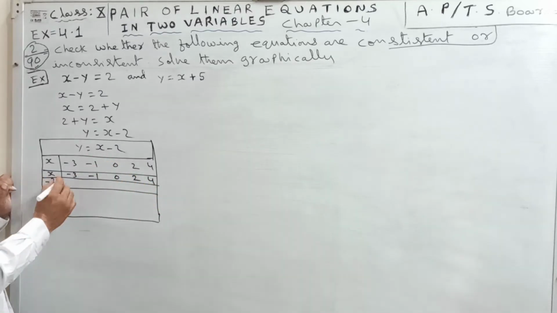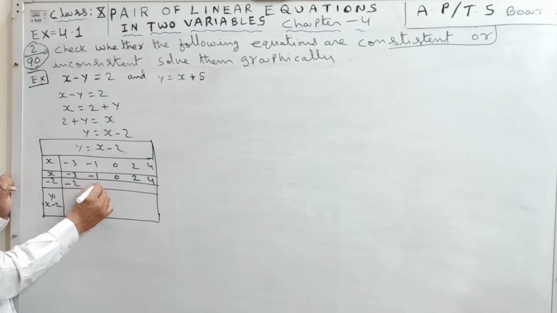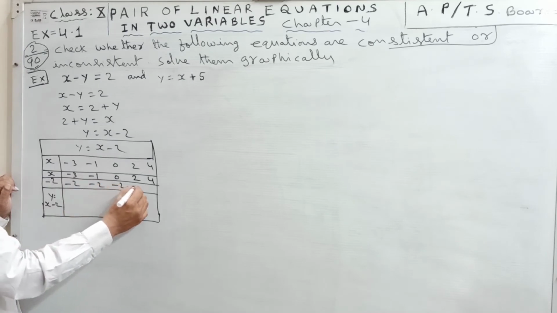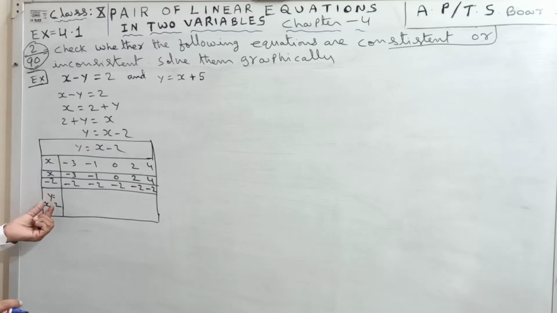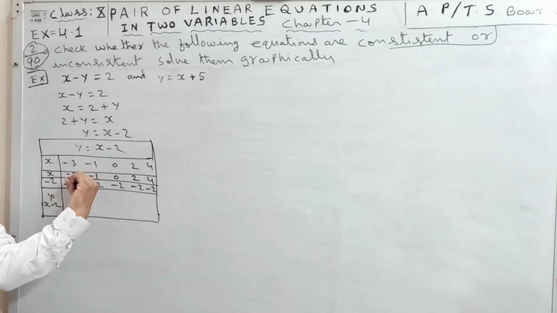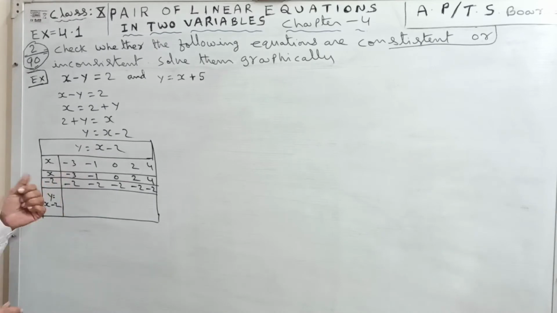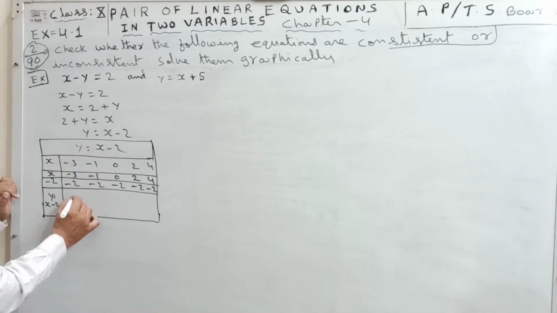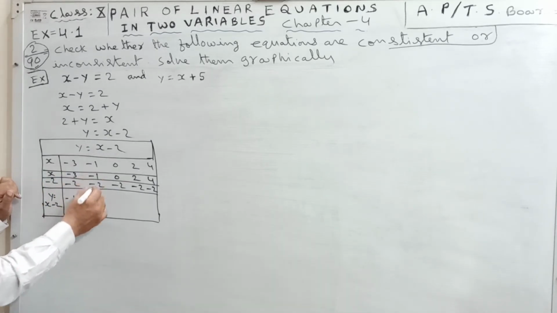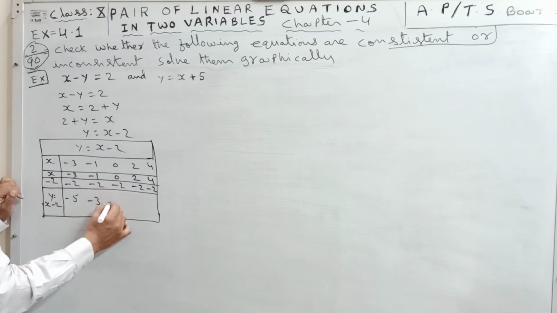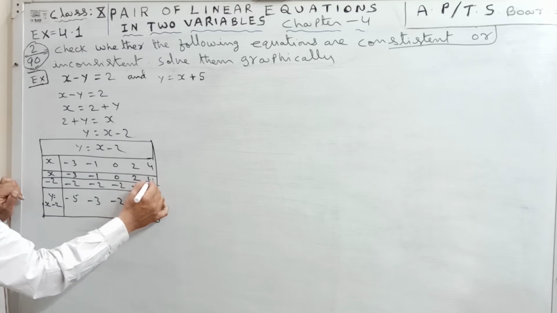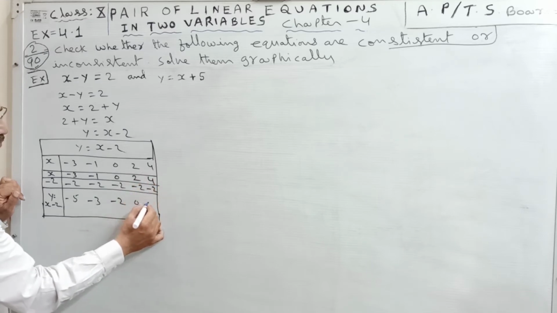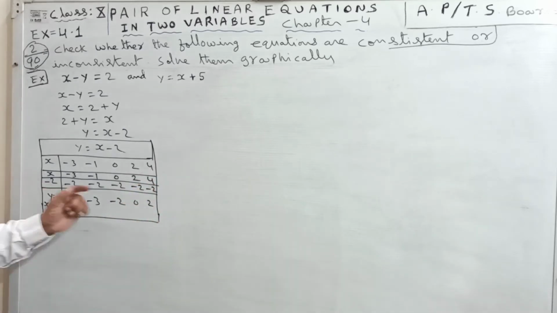What is the value for minus 3? Minus 2, minus 2, minus 2, minus 2, minus 2. So simply y means x minus 2. These values have the same signs, so we have to add them: minus 5. Here minus 3 minus 2 is minus 5, minus 1 minus 2 is minus 3, 0 minus 2 is minus 2, plus 2 minus 2 is 0, plus 4 minus 2 is 2.